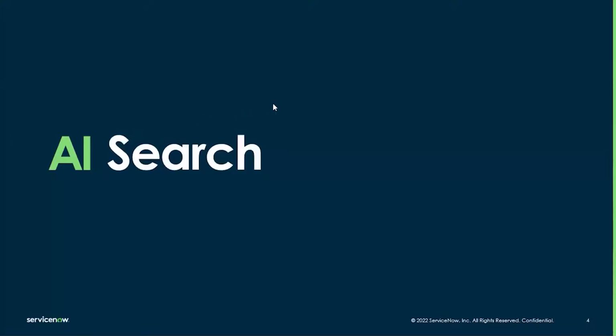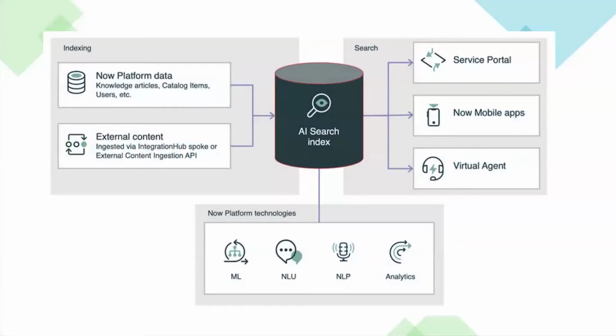So let's have a look at the architecture of AI search. There's the data first, for example knowledge articles, catalog items, users, or whatever you want to be accessible to the search engine as a search source. The index is in the middle, and there's a reason for that: the index is the core engine, and we'll have a look at that in a second.